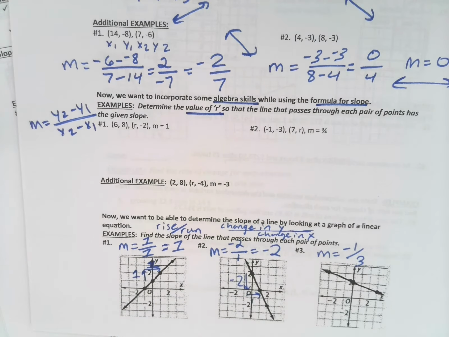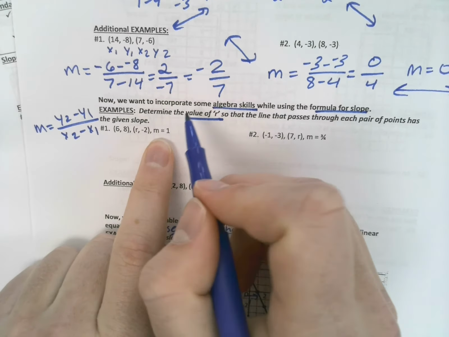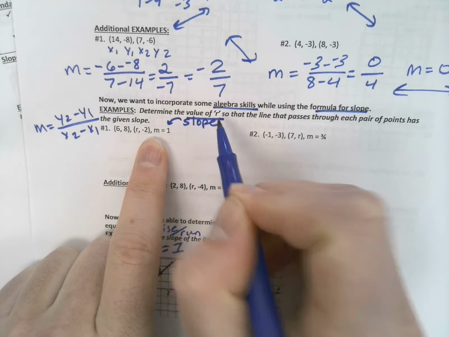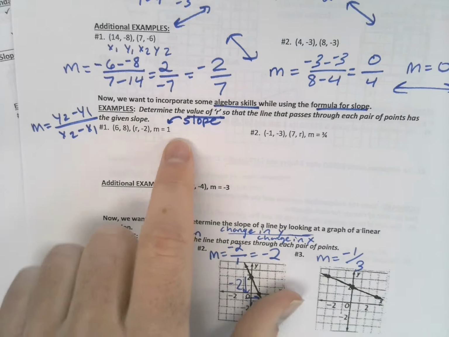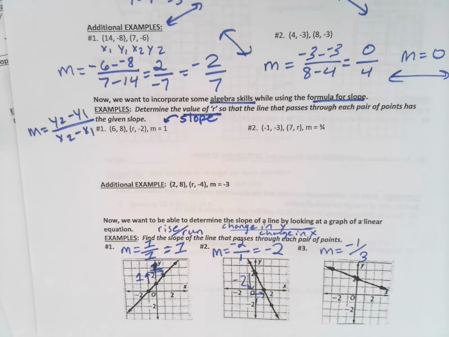Whoa, wait a minute. You mean we're not trying to find the slope? I guess not. Check it out. Why not? Well, because look at number 1. Have they already given us the slope? What did we say M represents? It's the first page. It represents our slope. Yep. So they already gave us the slope. We don't need to find it.